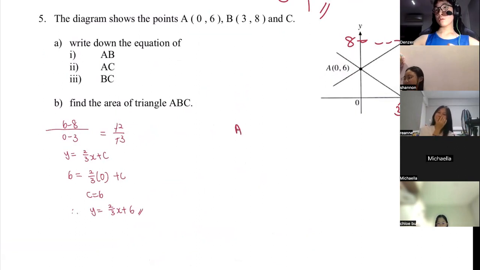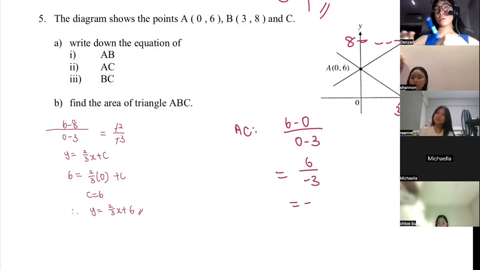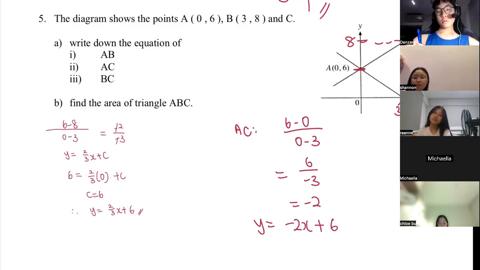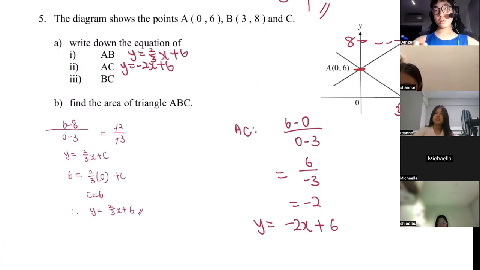Okay, so I want to find gradient of AC. Y1 minus Y2 over X1 minus X2. It's this. Then Y equals to MX plus C. Do we need to find the C here? It's already here, correct or not? So it's also a 6. Of course, if I want to sub in one set of coordinates, also can, like what I did in AB. So this is y equals to minus 2x plus 6. This is y equals to 2/3 x plus 6.